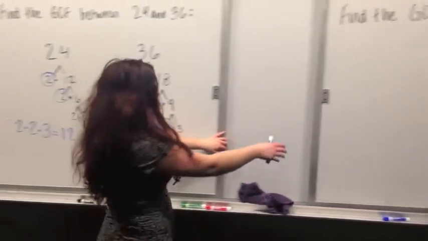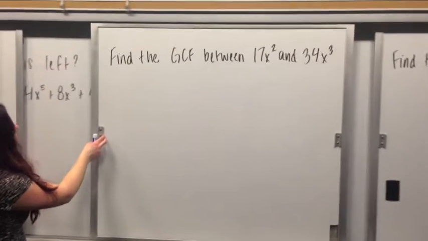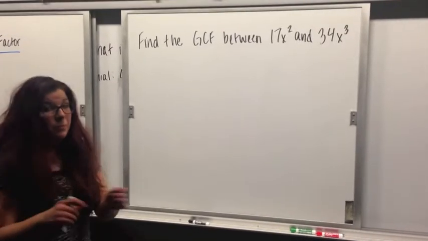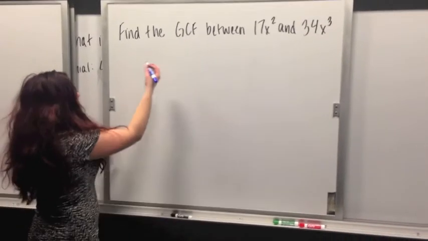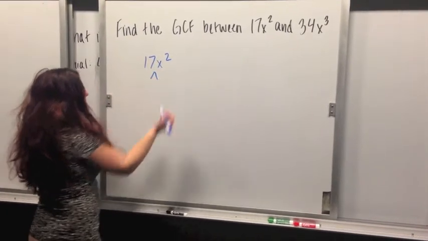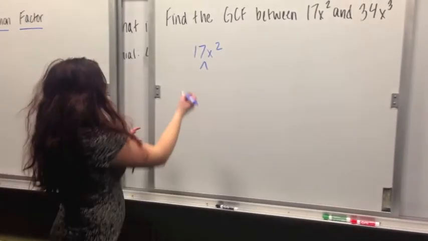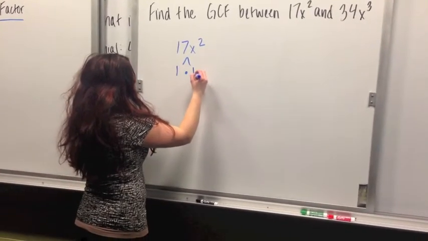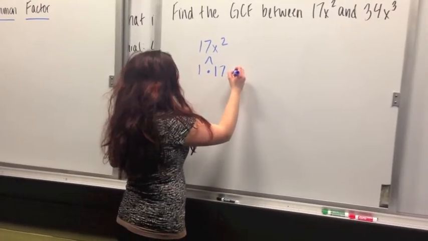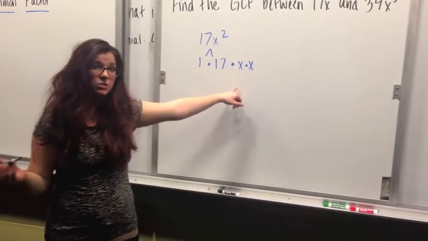If we look at another problem, this will be example 2 on your worksheet. We're going to mix it up a little bit and throw in some x's, but we're going to do exactly the same thing. We're going to start with our first term, 17x squared, and break that up into its pieces. 17 itself can't really be broken down anymore, so I'm just going to write that as 1 times 17. But my x squared can be broken down. We know that a squared term is just the term times itself, so that's going to be x times x.